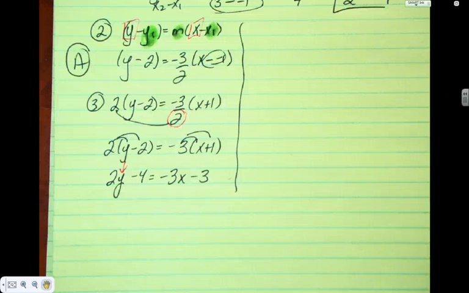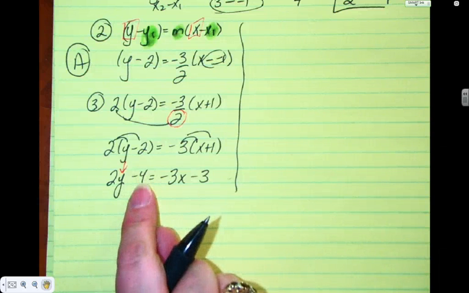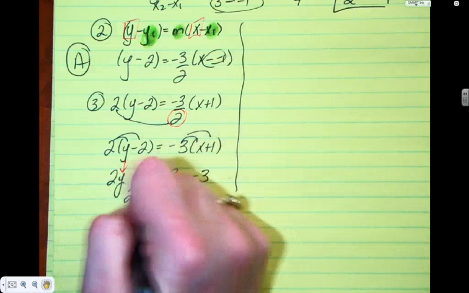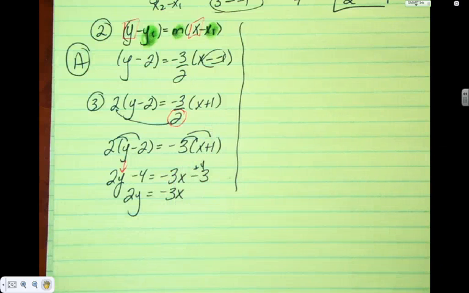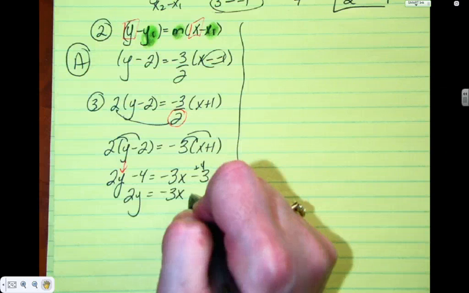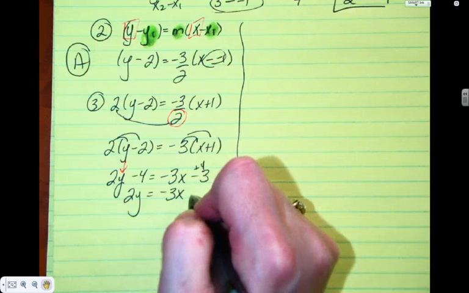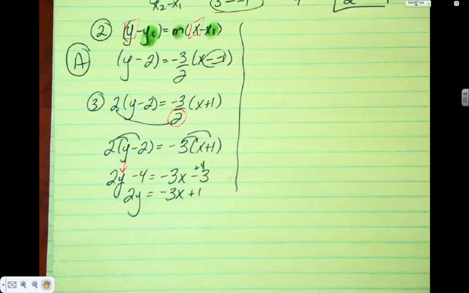This is the y that I want by itself, so I'm going to start by getting rid of the negative 4. What's the opposite of subtracting 4? Adding 4. So on this side, when I add 4, I've got a minus 3. That's going to give me plus 1.